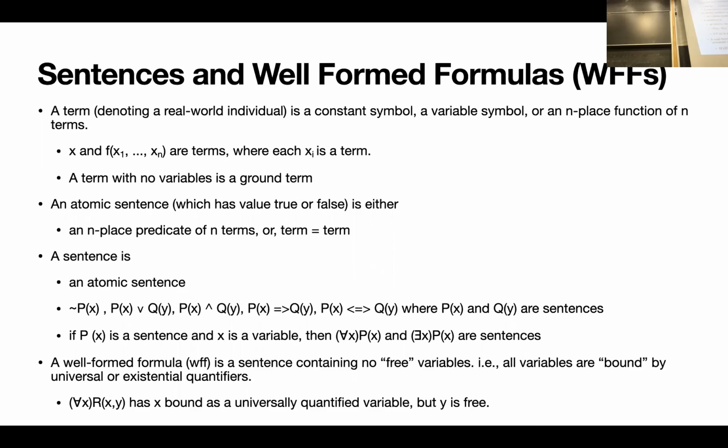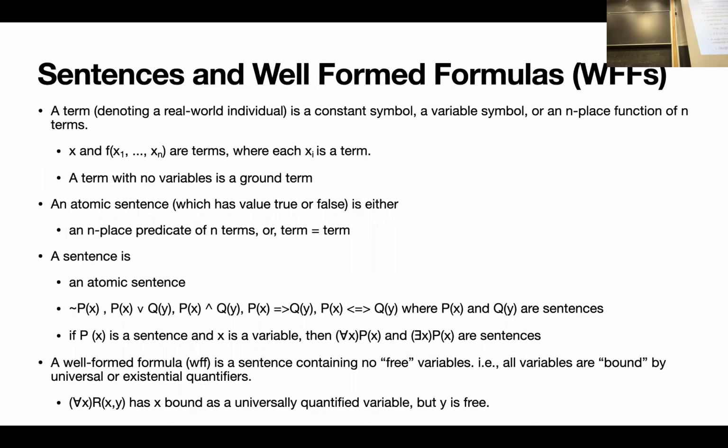Well, it's actually more like a definition. A term is defined to be a constant symbol, a variable symbol, or an n-place function of terms. So x and f(x1, ..., xn) are terms, where each xi is a term. Any of these can be terms. A term with no variables is called a ground term.